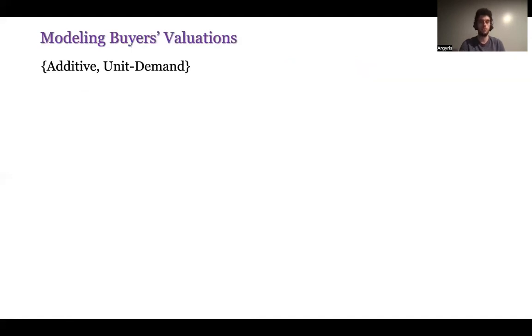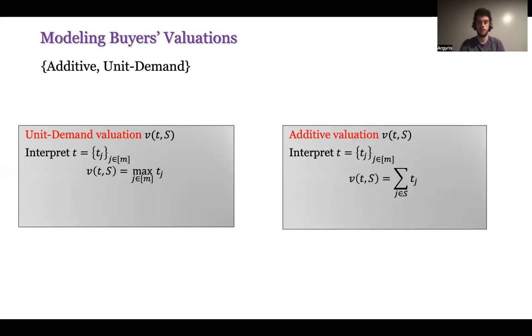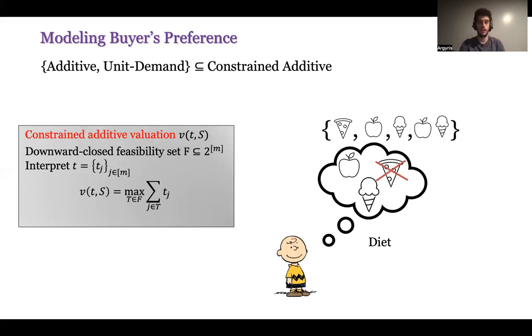Now, I would like to provide a brief overview of the way that we model buyer valuations. Arguably, among the most classic classes of buyer valuations are the classes of unit demand and additive valuations. When a buyer is unit demand, her value for a group of items is only her value for her favorite item in that group. When a buyer is additive, her value for a group of items is just the sum of the values for each individual item. A famous class that contains the additive and unit demand valuations as special cases is the class of constrained additive valuations.